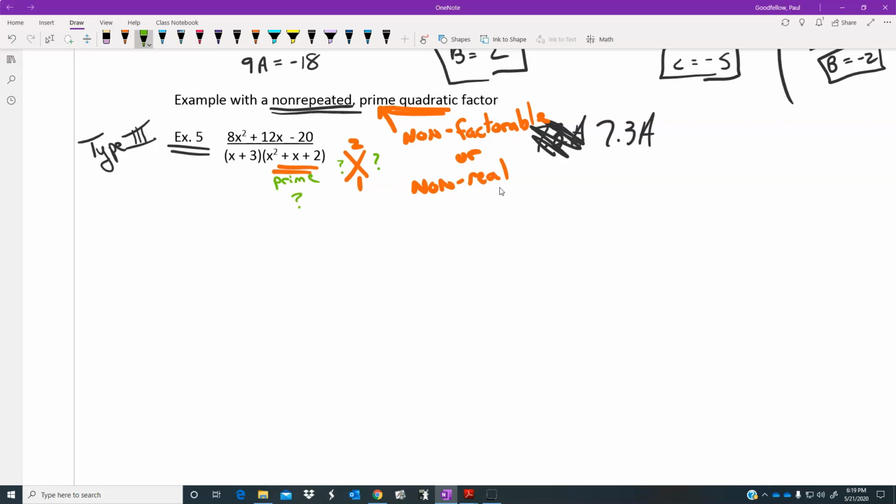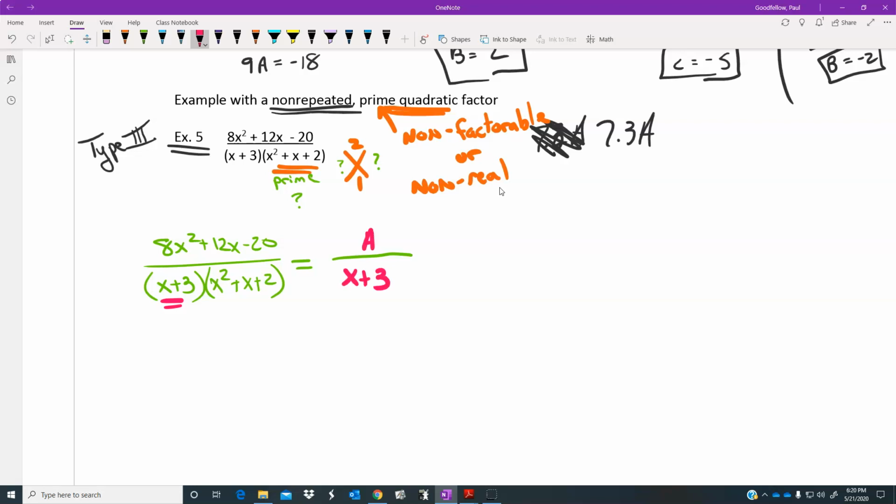Now, how do we actually deal with this prime quadratic factor, and how do we set up the partial fractions? Again, I'm going to write the left-hand side, which is x squared plus 12x minus 20 divided by x plus 3 and multiplied by x squared plus x plus 2. What we're going to get here is a mixture of both a type 1 and a type 3. This beginning part, x plus 3, is very similar to what we've been discussing in type 1, where it's a distinctly unique integer-type answer or binomial. So we would put x plus 3 on the bottom and just the letter A on top.